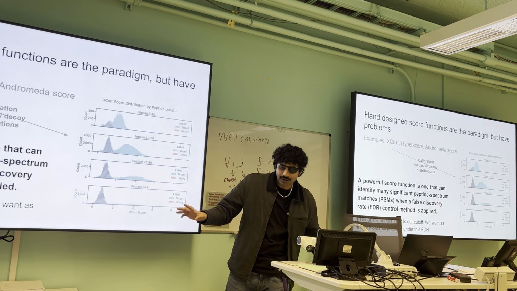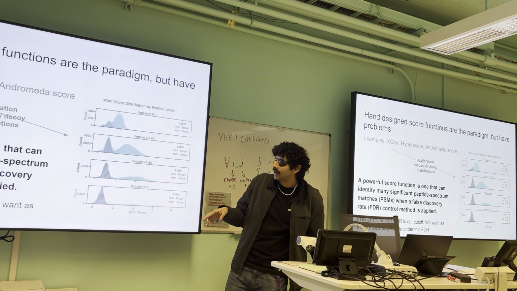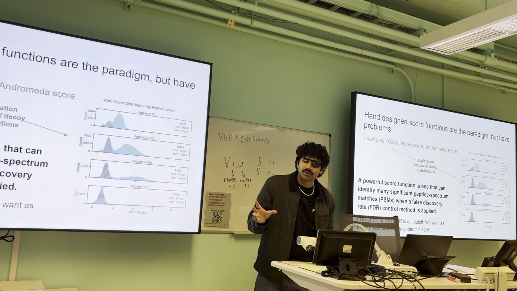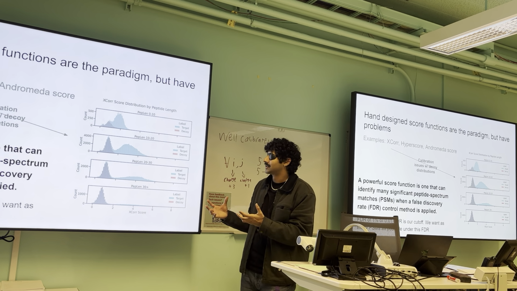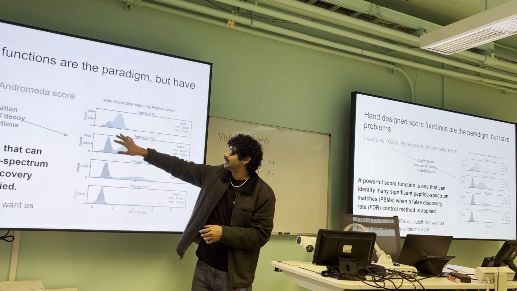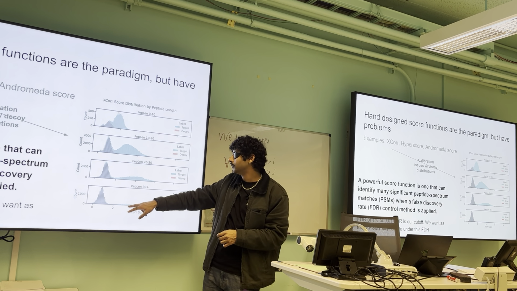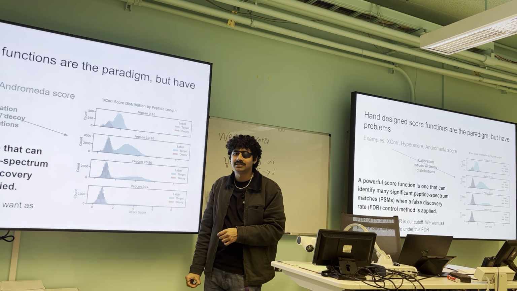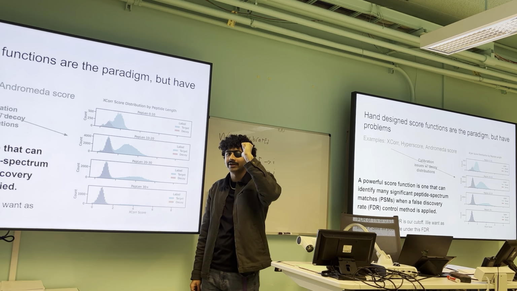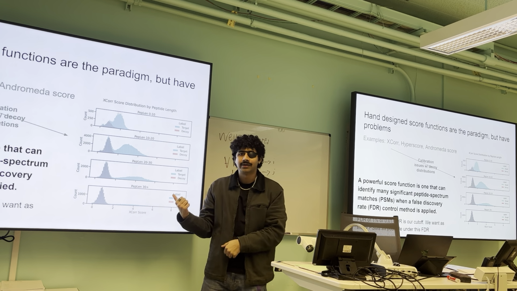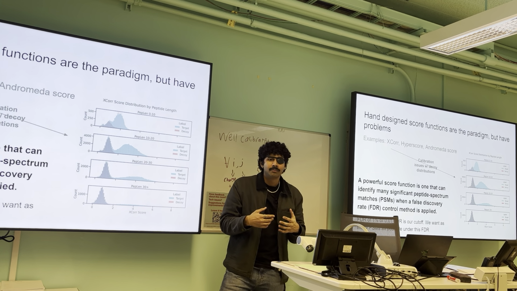So that's one problem that hand-designed score functions have. Another problem is that they might not have the most statistical power. We would like to see a really clear separation between the blue and the red groups. Basically saying when something is right, we know it's right, we're very confident it's right, and the score is way higher. And when something is wrong, we know it's wrong and the score is shot way down. But that's not really the case.